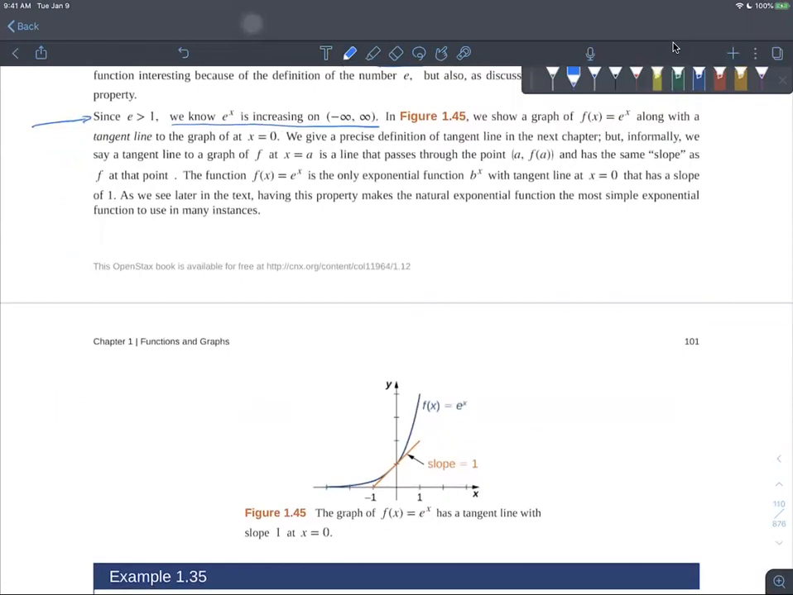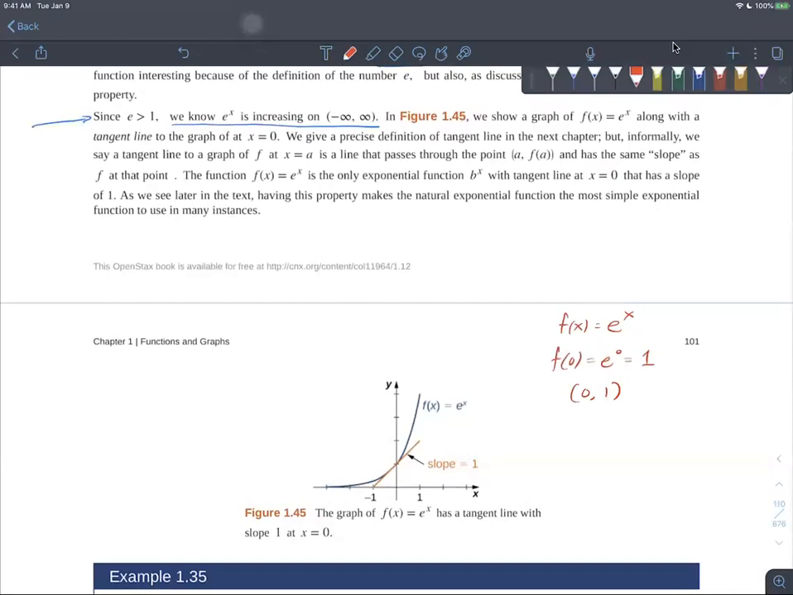We give a precise definition of tangent line in the next chapter, but informally, we say that a tangent line to a graph of f at x = a is a line that passes through the point (a, f(a)). So for the function f(x) = e^x, we can evaluate f at 0, and that is e^0, which is equal to 1. So we know that the point (0, 1) is on the graph of f, and (0, 1) is this point here. I'll put a big dot there. And that is (0, 1).